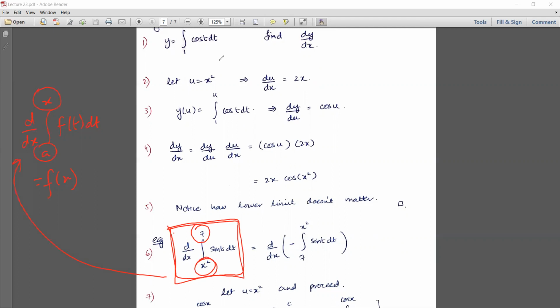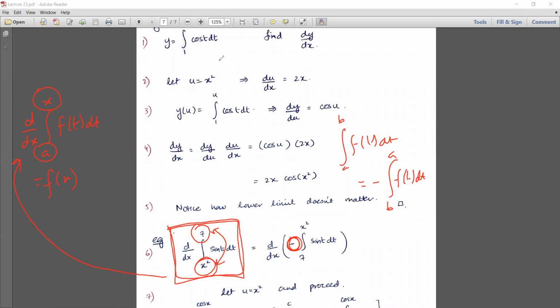So how do we flip these limits of integration? By using the property of definite integrals, which is that if your limits of integration are flipped, then you have an extra negative sign outside, right? So integral from a to b of f of t dt is equal to negative integral from b to a of f of t dt.